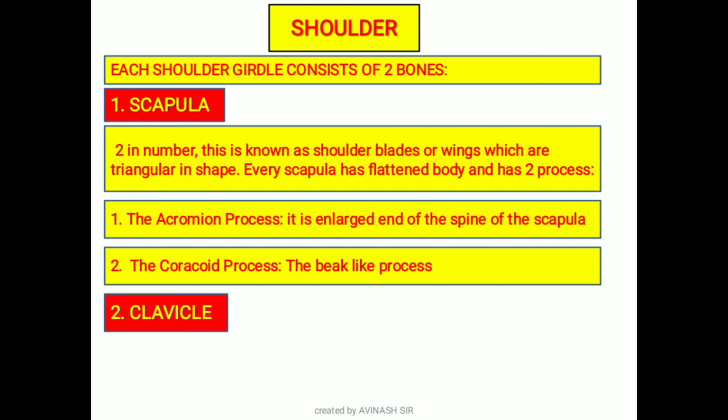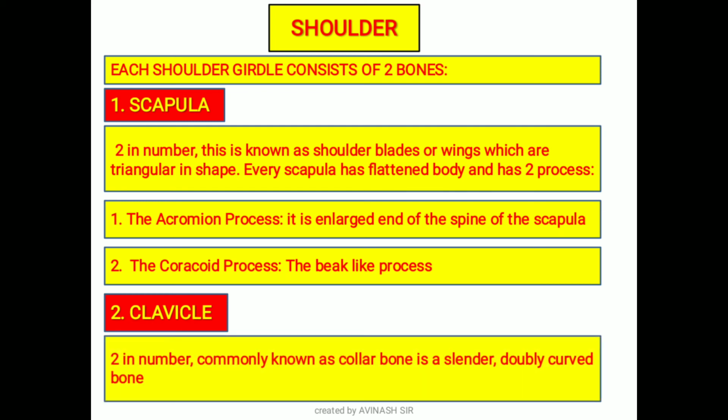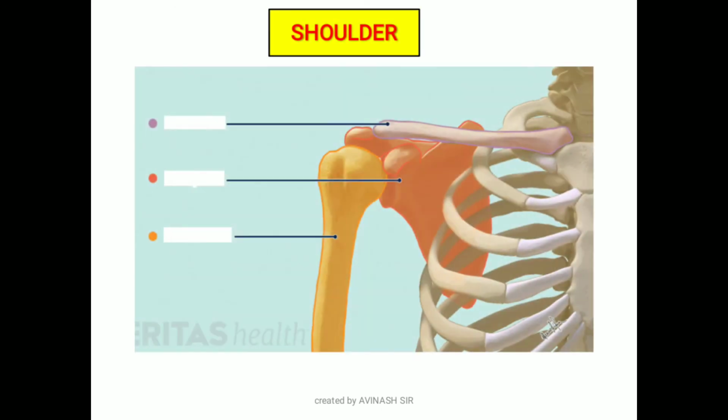Now first is the scapula, second is the clavicle in the shoulder. What is the clavicle? There are 2 in number, commonly known as the collarbone. It is a slender, doubly curved bone. Now let us see the picture of the shoulder bone. In this image you can see the first arrow is the clavicle bone, a horizontal bone covering from neck to shoulder. Second is the scapula. And third, it's the humerus, the bone of the upper arm.